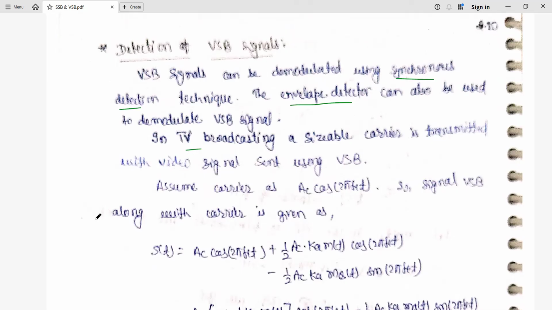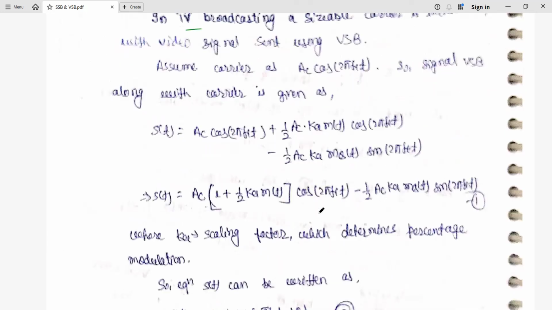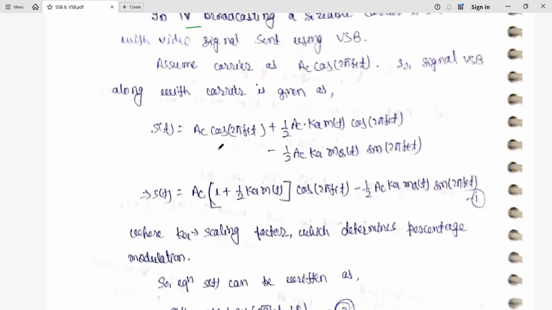Now the carrier signal is assumed here, Ac cos 2 pi fc t. Finally, this VSB signal is going to appear with this carrier signal: Ac cos 2 pi fc t plus half Ac Ka m of t cos 2 pi fc t minus half Ac Ka mQ of t sin 2 pi fc t. And here Ka is a scaling factor. Finally, we are taking some common terms from the first two terms, so we have cos 2 pi fc t, and the quadrature component is separate here.